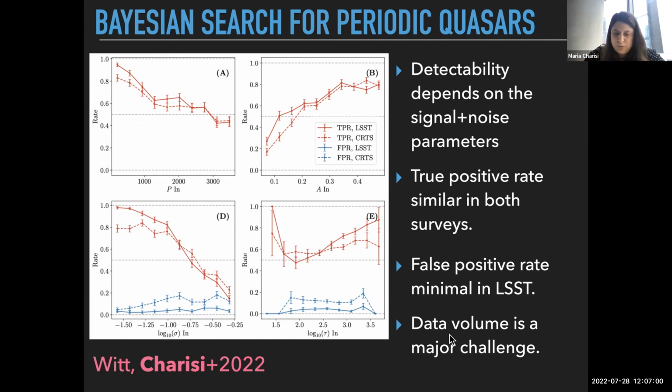The other thing I wanted to mention is that this Bayesian method is relatively slow and cannot be generalized for the entire database. So we need an efficient method to make a first pass of the data and select good candidates that we can validate with this method.